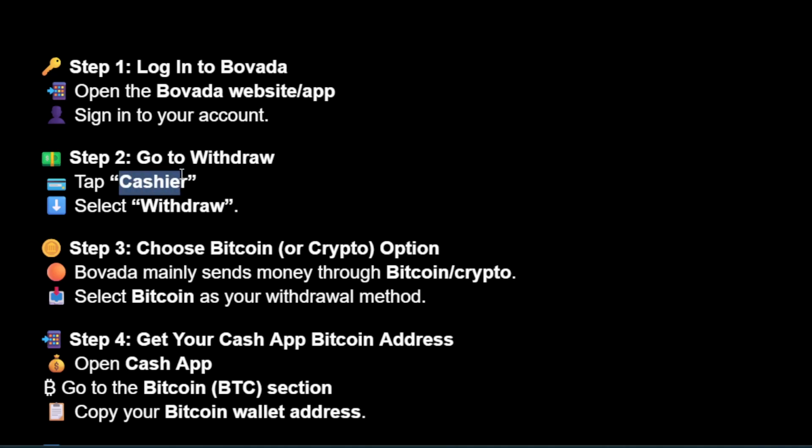You want to tap cashier and then select withdraw. The third step will be choosing Bitcoin or the crypto option. Bovada mainly sends money through Bitcoin or crypto. You want to select Bitcoin as your withdrawal method.